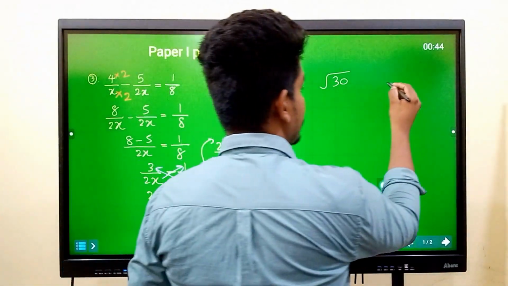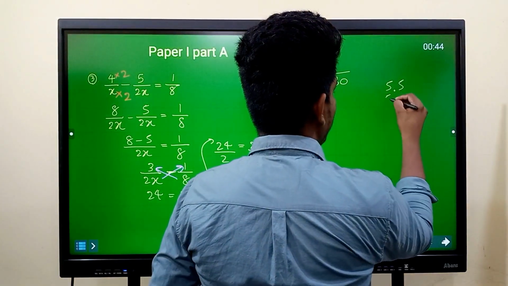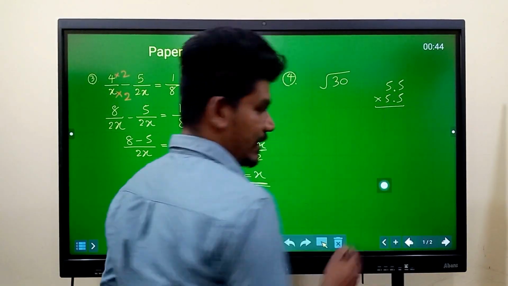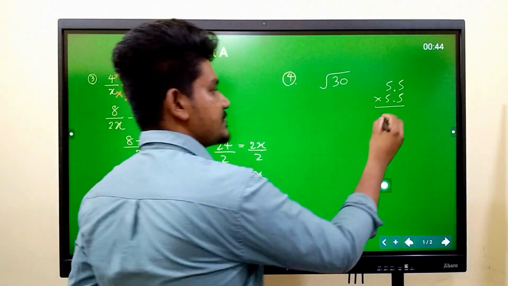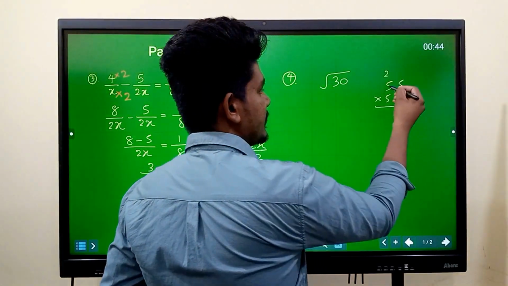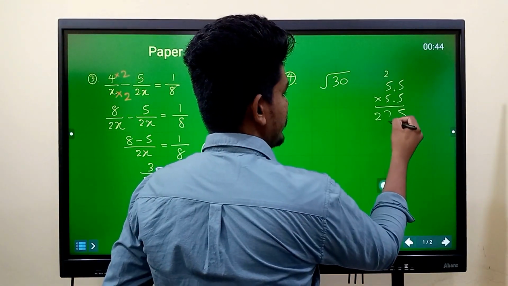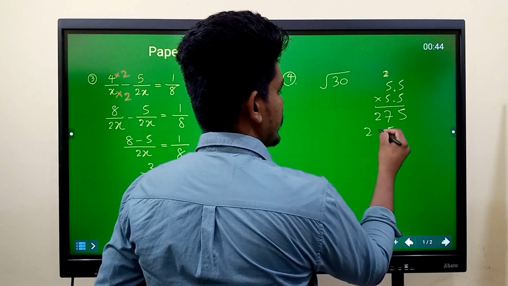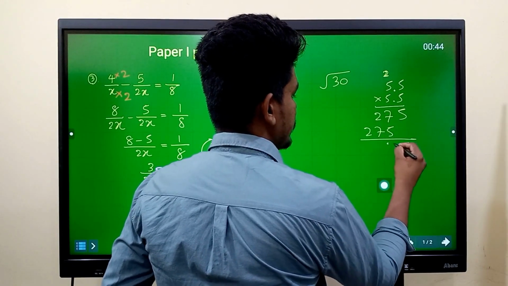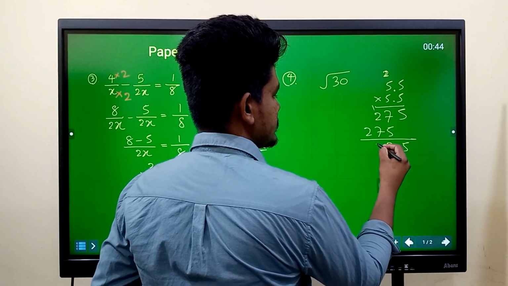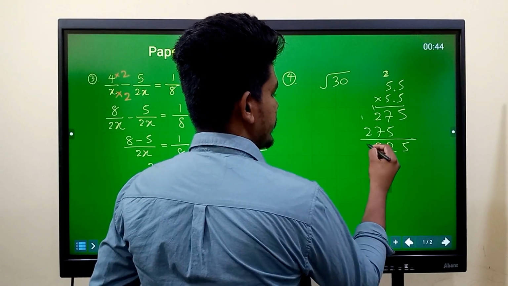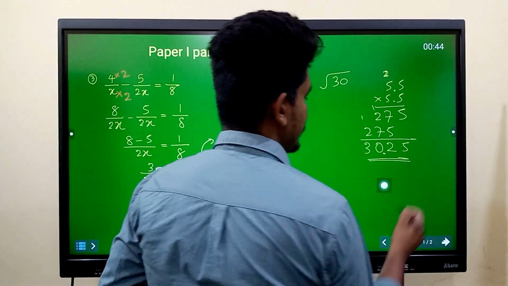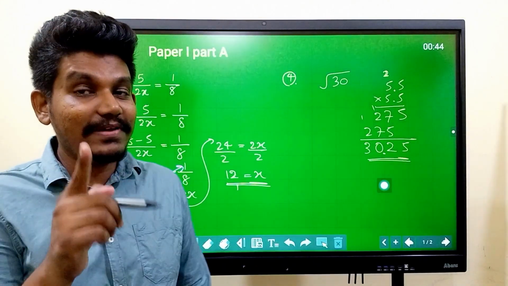We can check 5.5 by 5.5, just multiply. 5 times 5, 25. 2 remaining, 5 times 5, 25 plus 2, 27. 5 times 5, 25, same thing will happen, again 27. Then 5, 12, 1 remaining, 7 plus 3, 10. 1 remaining and it's 3. 30.25. Now how can you find the answer?